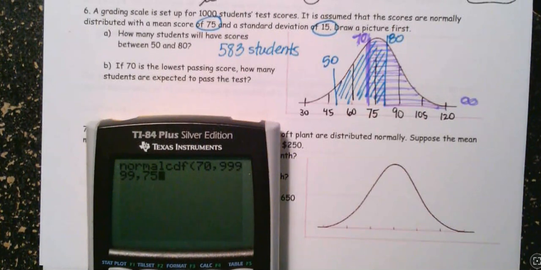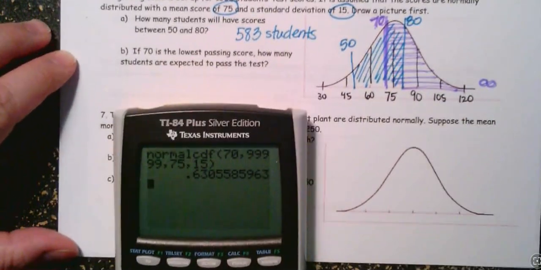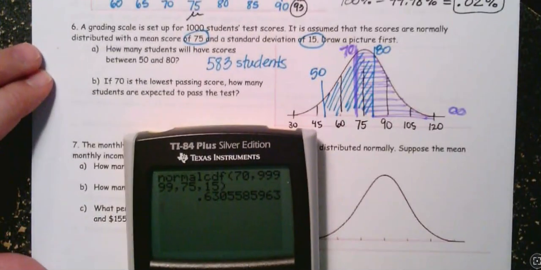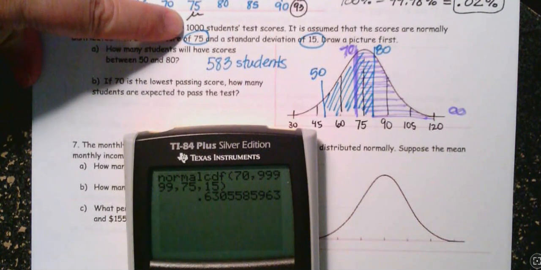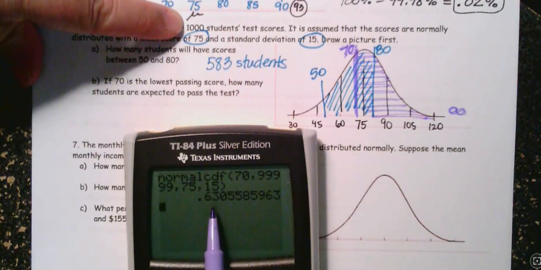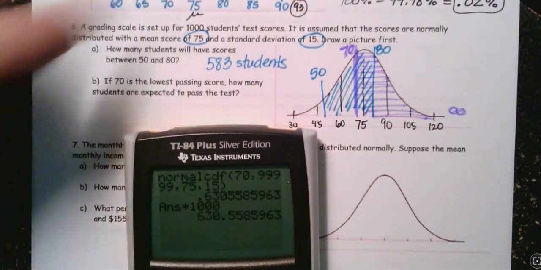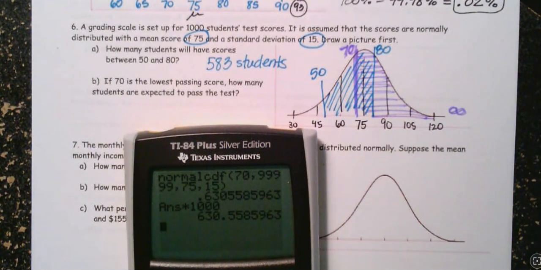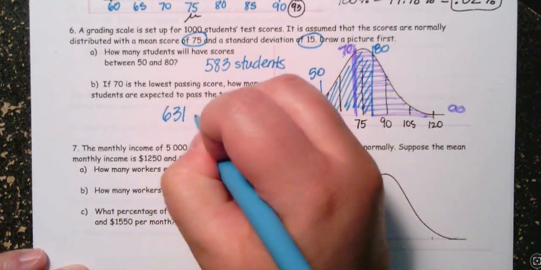And then 75 and then 15. And I get 0.6305. So that means 63% of the students. Now they want me to take that 63% and find out how many actual students. So instead of changing it to 63% and then having to change it back to a decimal, I'm going to leave it like this and multiply it times 1,000 students. And it turns out that it's 630.55, so let's round it up and say 631 students passed.